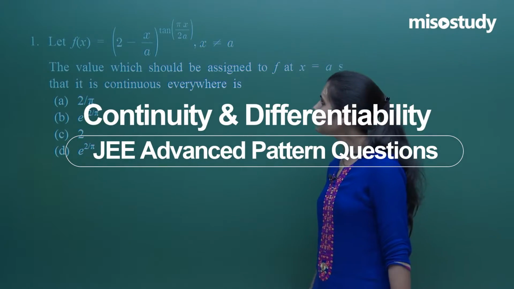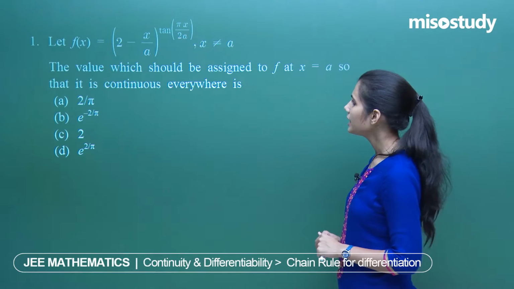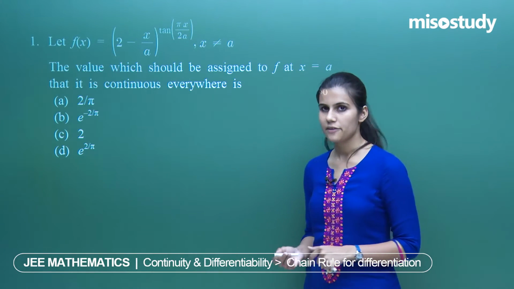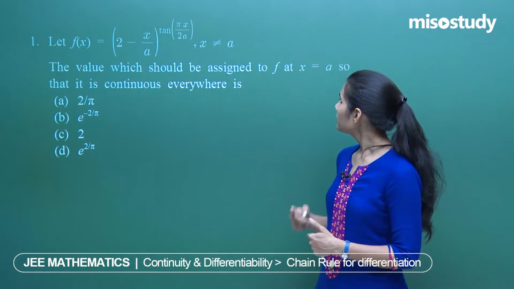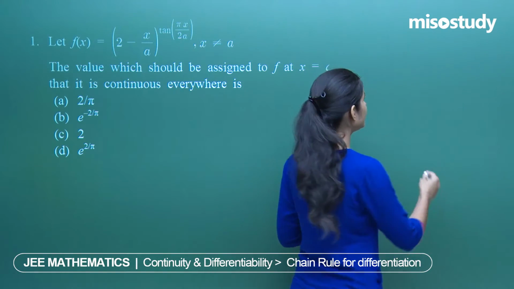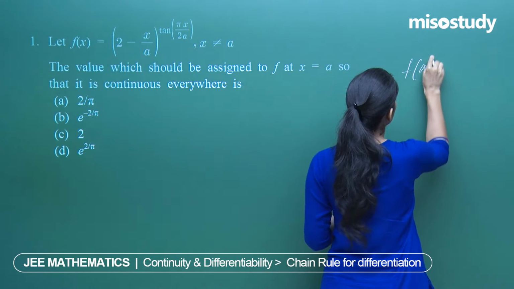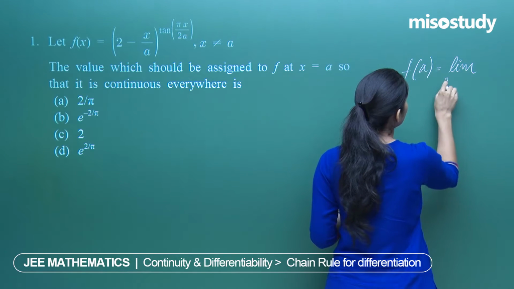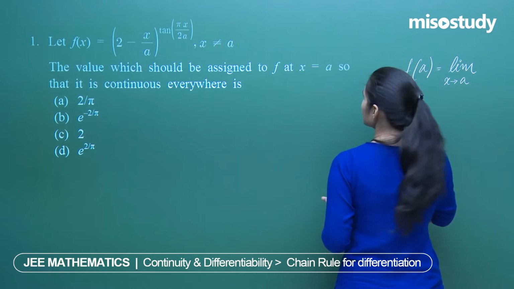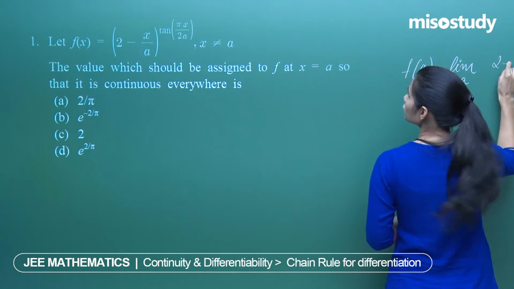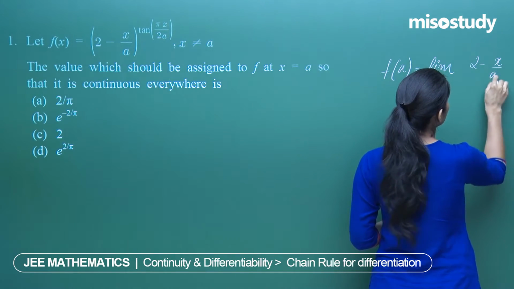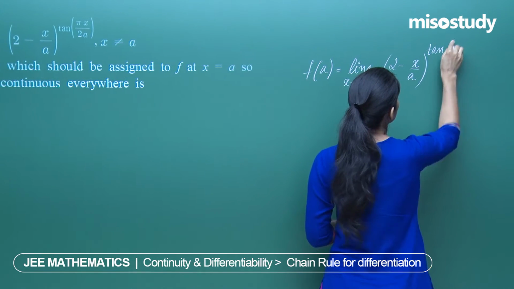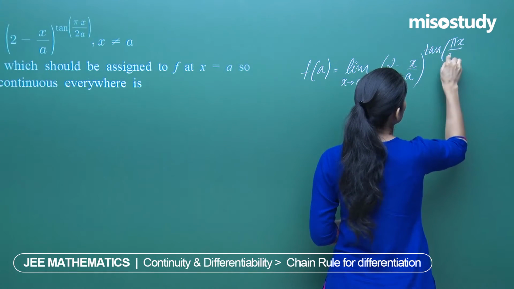First question is giving you the value of f, x is not equal to a, the value which should be assigned to f at x equals a so that it is continuous everywhere. Okay, so for it to be continuous, what do we need? f of a should be equal to limit x tends to a of f of x, and f of x is what? 2 minus x upon a, whole to the power tan of pi x by 2a.